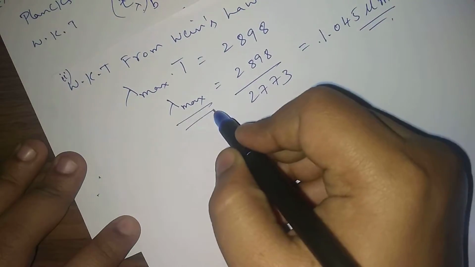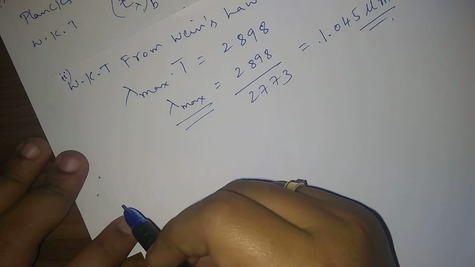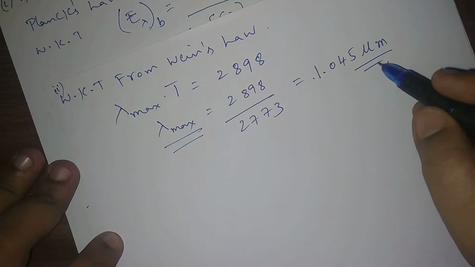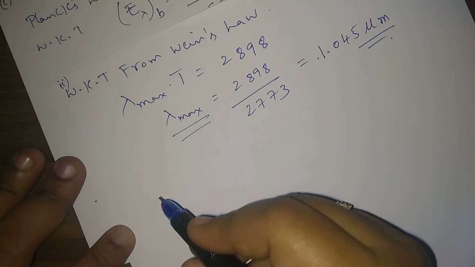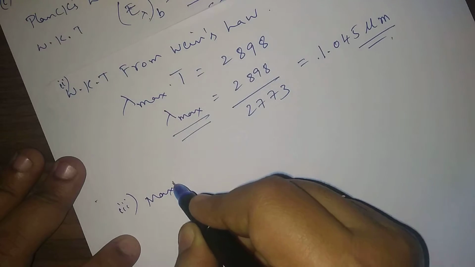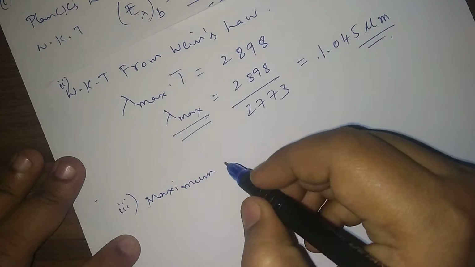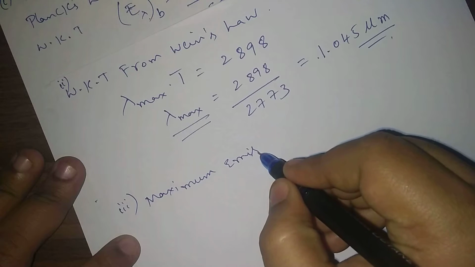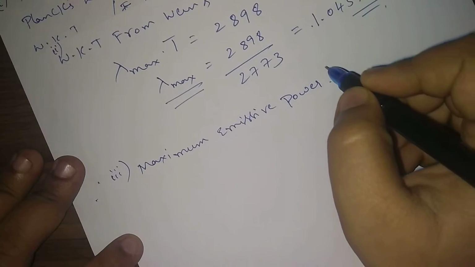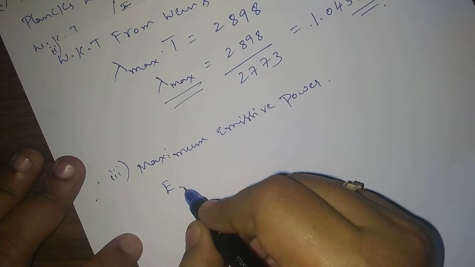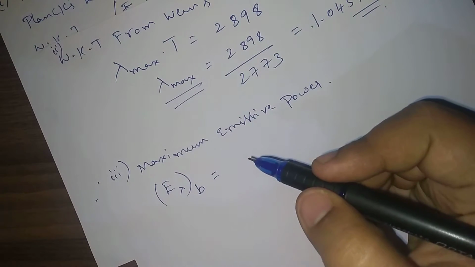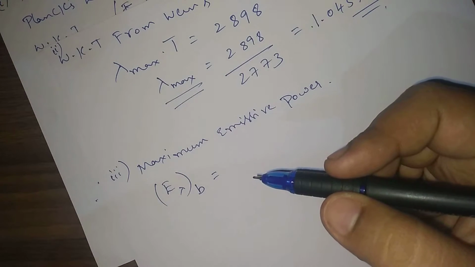So that is the wavelength at which the emission is maximum. Now we need to find out, for this particular lambda max, that is 1.045 micrometer, what is the emissive power? So that is our third one, maximum emissive power. Maximum emissive power, that is E lambda B, is equal to what? Again we need to use that.